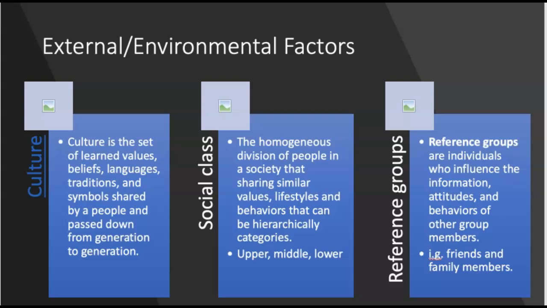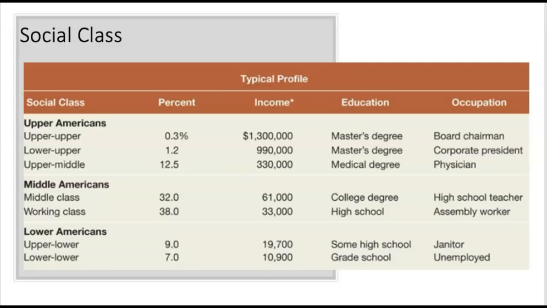Another factor is called social class. Social classes are homogeneous divisions of people in society sharing similar values, lifestyles, and behavior, which can be hierarchical categories. A lot of times, they are determined by income levels, right? The money you make determines what social class you are in. We have upper classes, middle classes, and lower classes, right? So in the US, we classify society into three classes, and a lot of the time those are decided by income.